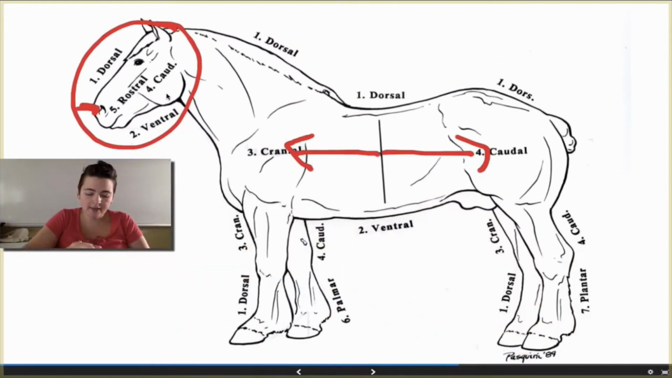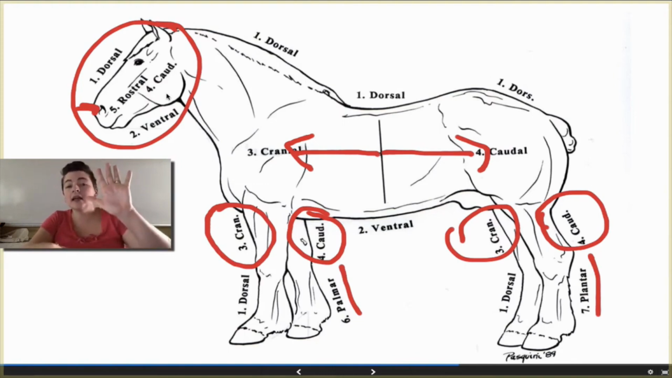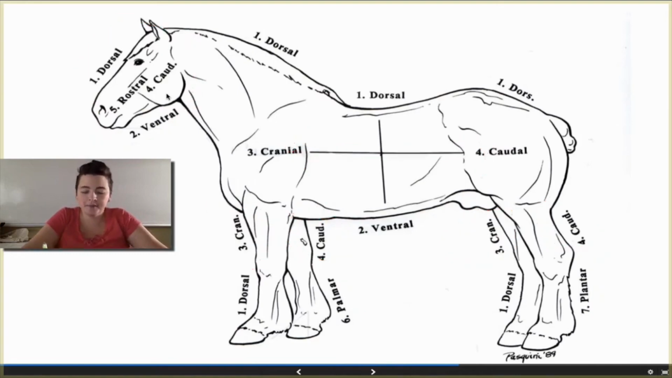If we look at the legs, we have cranial and caudal at the top here. But then towards the feet, we have different wording. We have palmar in the front, and then we have plantar in the back. So the palm of your hand is palmar, and the bottom of your foot is plantar. You might have heard of plantar warts. Plantar warts are warts found on the plantar surface, so that would be on the bottom of the foot.